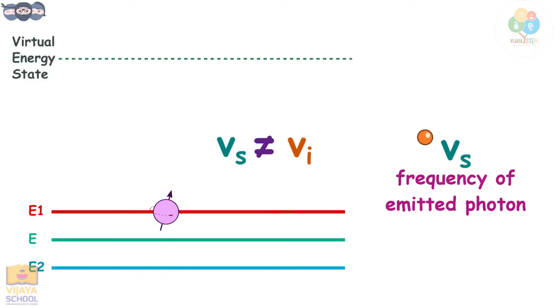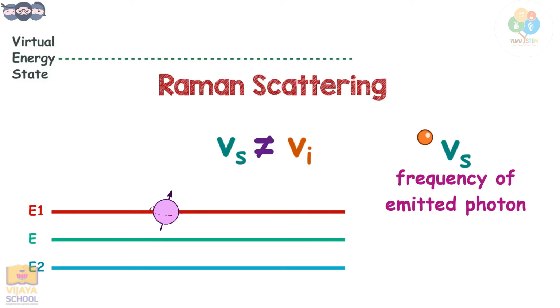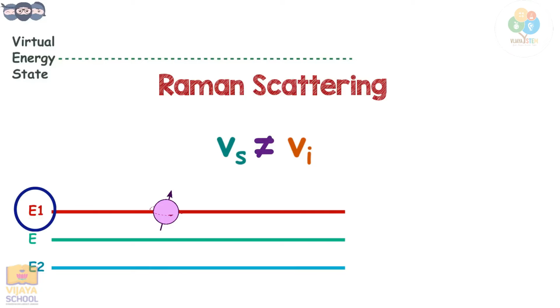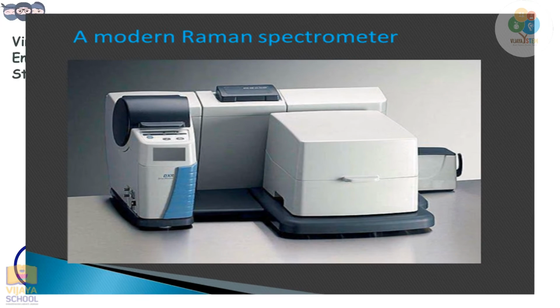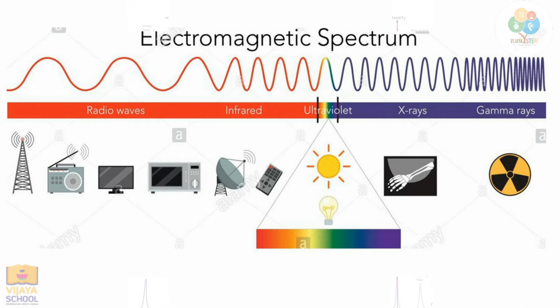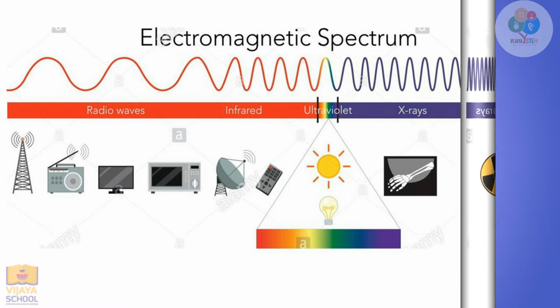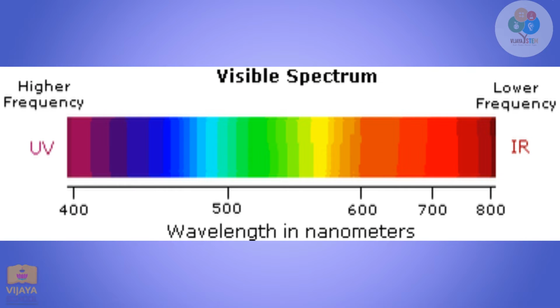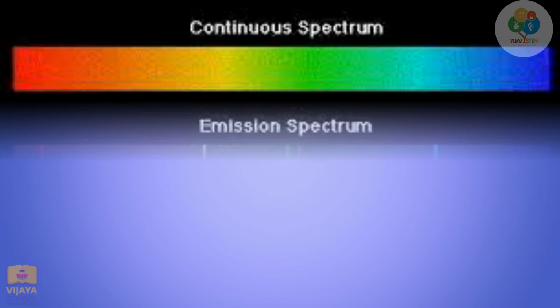Furthermore, to analyze in a microscopic area, Raman spectroscopy is combined with a microscope as micro-Raman spectroscopy. Now let us understand what is spectrum. For example, electromagnetic spectrum. The range of wavelengths or frequencies over which electromagnetic radiation extends is called electromagnetic spectrum. On the other hand, the band of colors, that means different wavelengths obtained by dispersion of a narrow beam of composite light, is called visible spectrum.